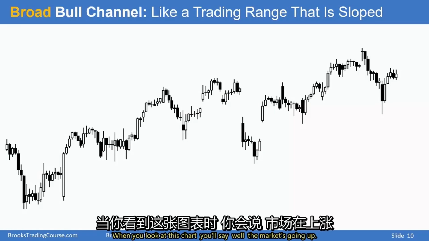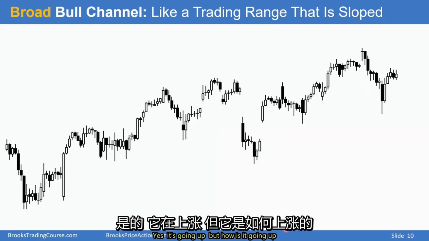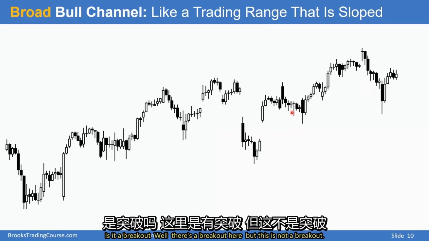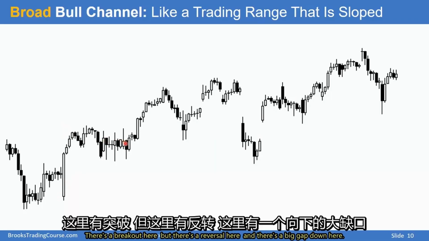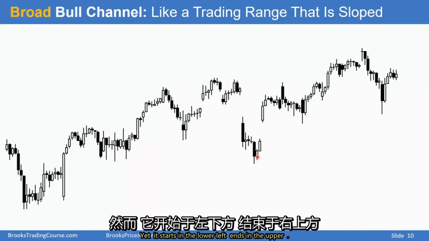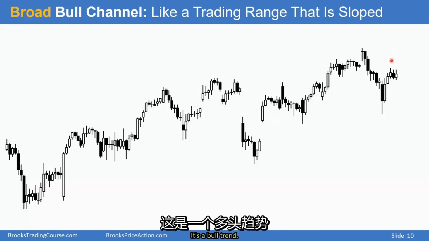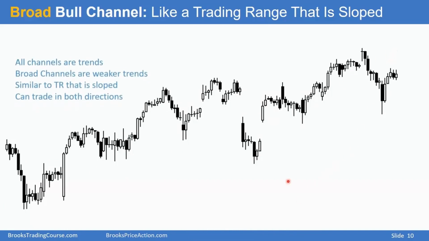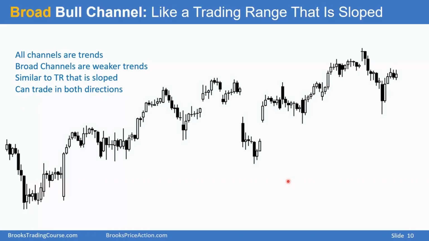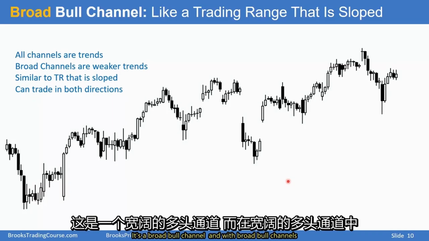When you look at this chart, you'll say, well, the market's going up. Yes, it's going up. But how is it going up? Is it a breakout? Well, there's a breakout here, but this is not a breakout. This is a trading range. There's a breakout here, but there's a reversal here, and there's a big gap down here. Yet, it starts in the lower left, ends in the upper right. It's a bull trend. It's a broad bull channel.